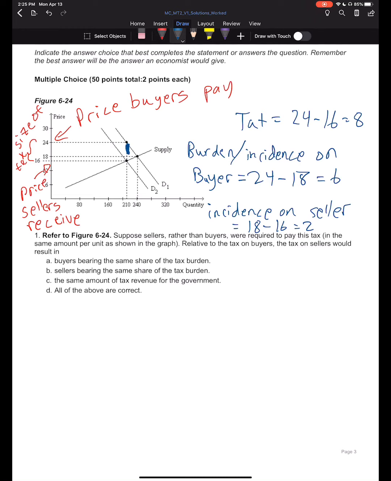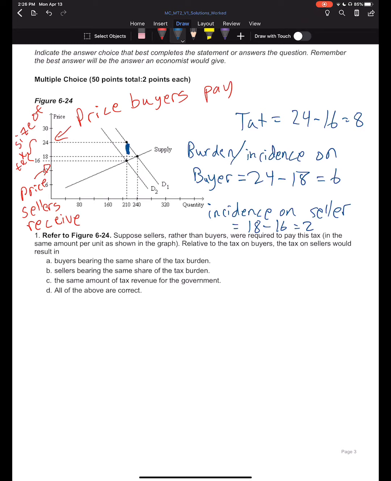Okay. Now, the very first thing I said at the beginning of this question was that regardless of who we levy the tax on, whether it's the buyer or the seller, we're going to get exactly the same outcome for all of these things. The burden is going to remain the same, the tax size is going to remain the same, the price buyers pay is going to remain the same, the price sellers receive is going to remain the same. Nothing is going to change.